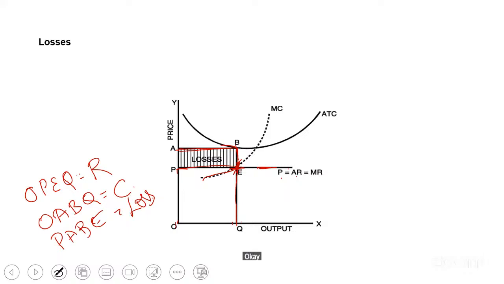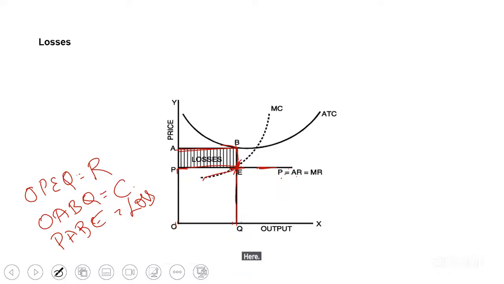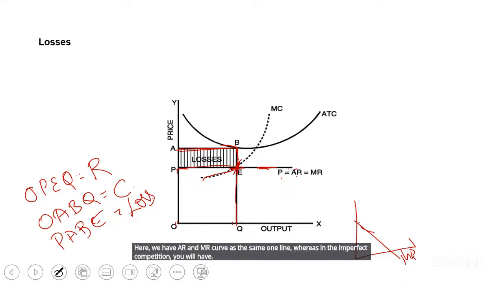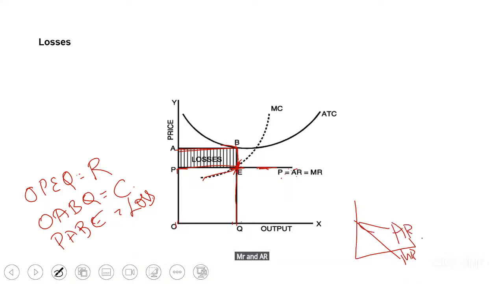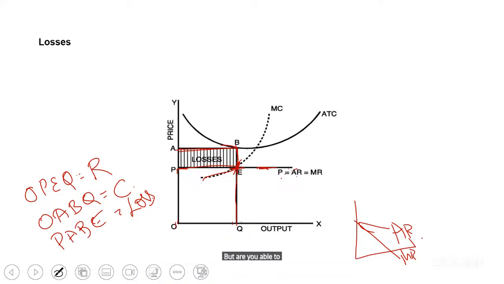Okay. So these are the three situations in perfect competition. In imperfect competition also, it will be the same. Only difference is the shape of the curves. Here we have AR and MR curve as the same one line, whereas in imperfect competition, you will have MR and AR as two different lines. Anyway, imperfect competition we will discuss in my next class, that is tomorrow at 7:15. But are you able to understand these three situations in perfect competition?